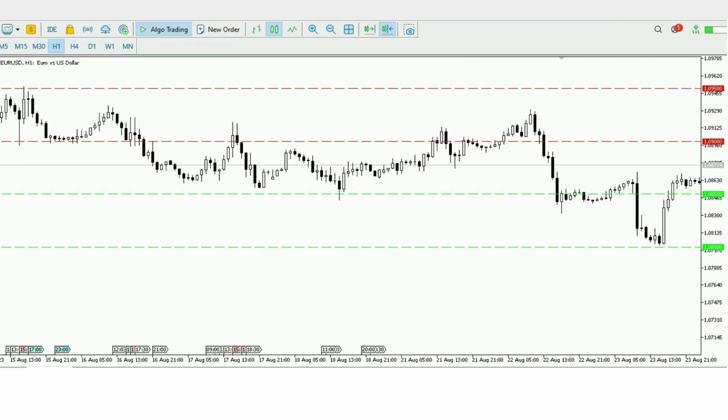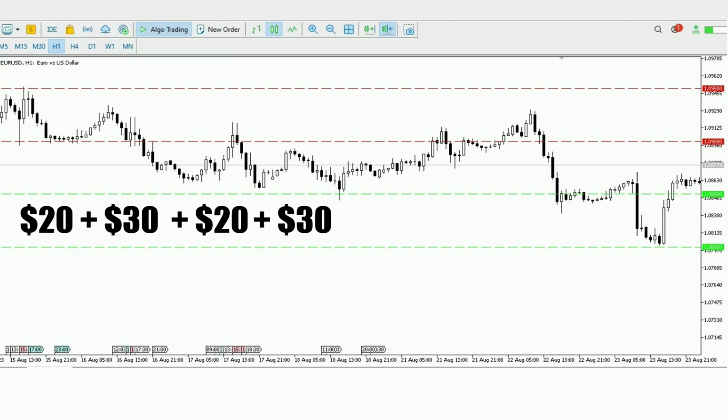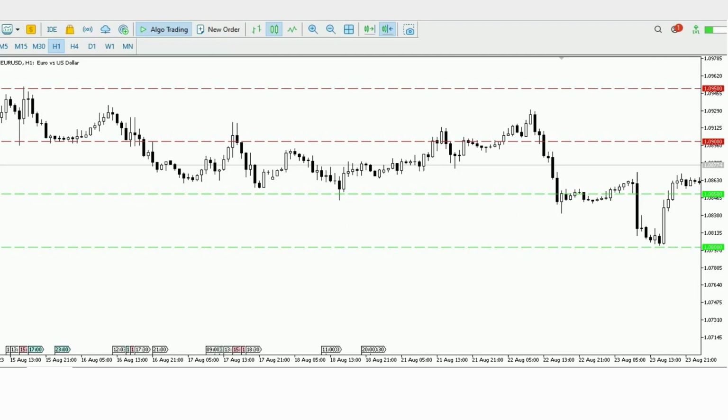And yes, even though you make more profit in a trending market because you get a lot more pips, if you consistently take small pips back and forth, you'll be able to accumulate a lot of pips over time and a lot of profit.